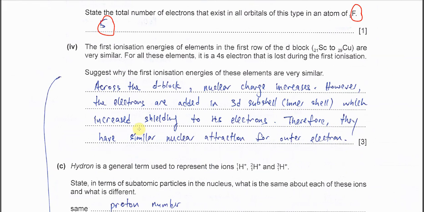Part 4. The first ionization energy of the elements in the first row of the d block, from scandium to copper, are very, very similar. Okay, for all these elements, it is 4s electrons that are lost during the first ionization energy. So it's always the 4s electrons removed first. Suggest why the first ionization energy for these elements is very similar.